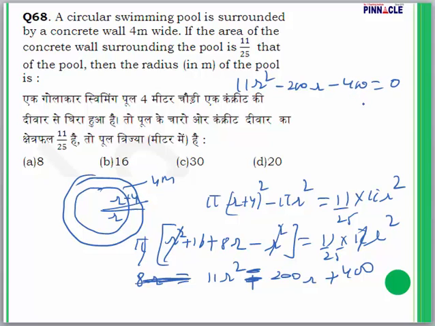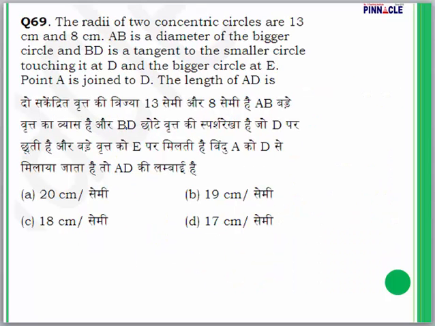If you find such kind of expression, always try to put value from the option. I have told this many times, that will be more appropriate. Now see which can be the correct. If you put 8, it would be correct or not? No, it cannot be. If you put 16, no. If you put 30, no. If you put 20, it can be, because 400 into 11, that is 4400 minus 4400, and it would be coming 0. It means 20 is satisfying the equation. Answer is D.